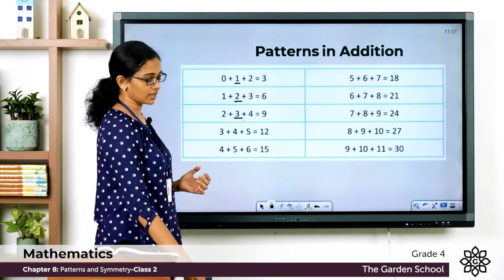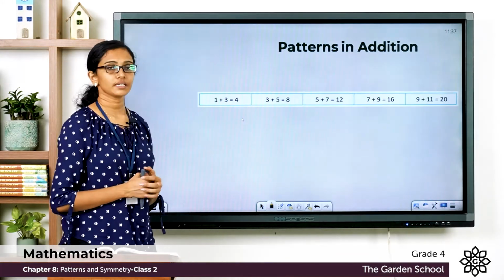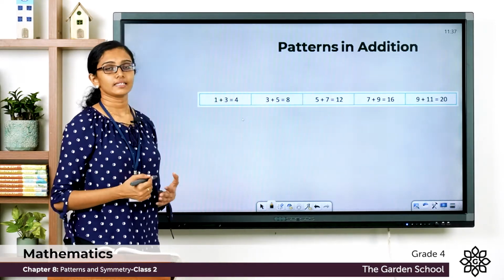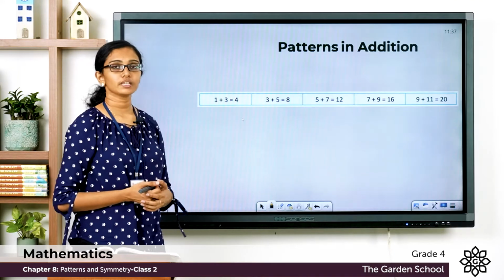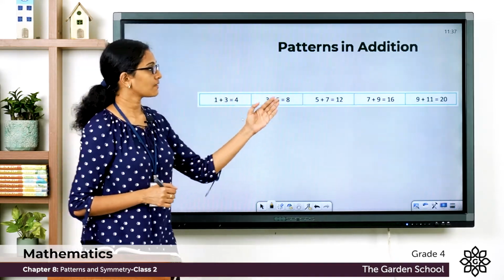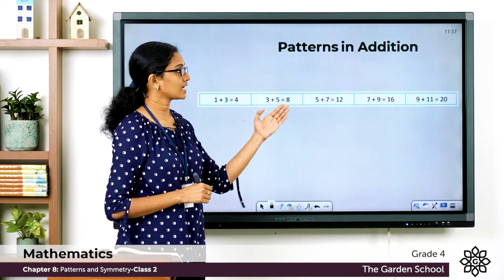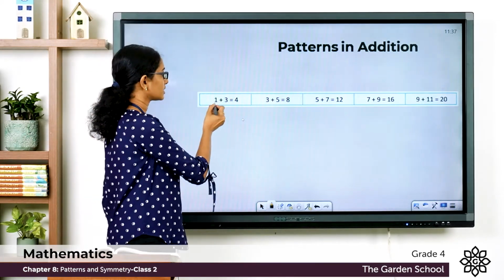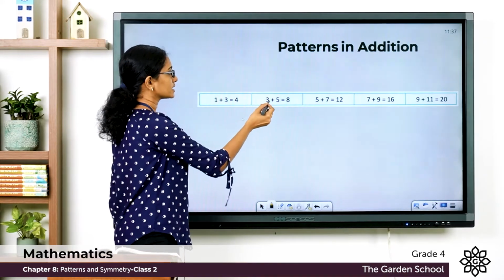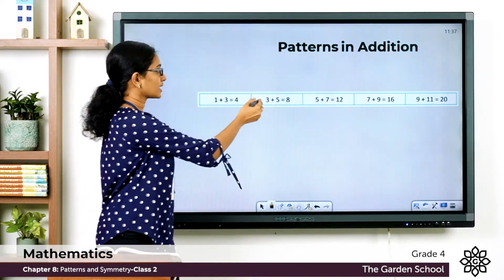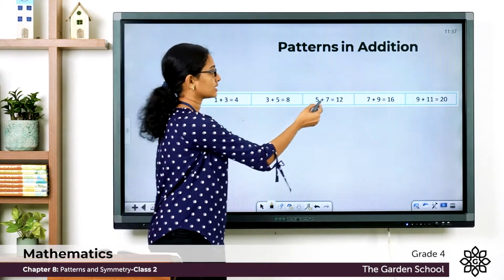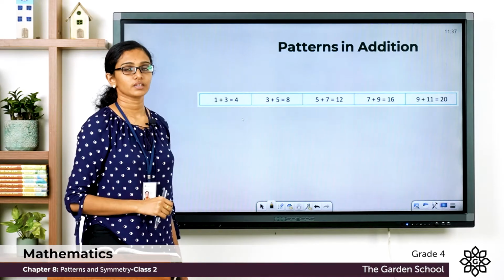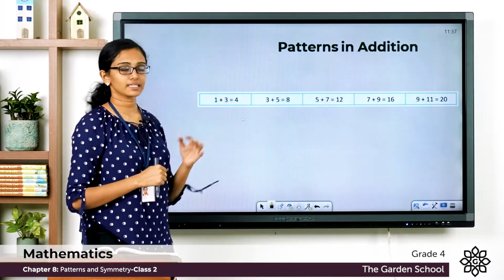Now, let's see one more example. 1 plus 3 equals 4. 3 plus 5 equals 8. 5 plus 7 equals 12. 7 plus 9 equals 16, and 9 plus 11 equals 20. Look at the addends. Here it is 1 plus 3, and here it is 3 plus 5. Then again 5 plus 7, then 7 plus 9, 9 plus 11, it goes on like that. You're adding odd numbers in a pattern.